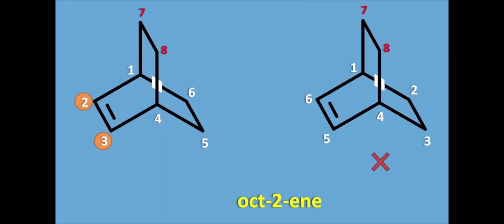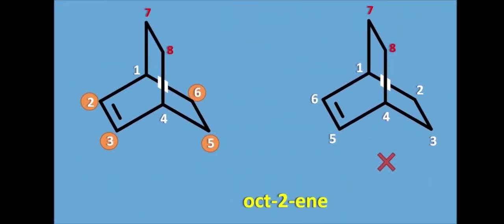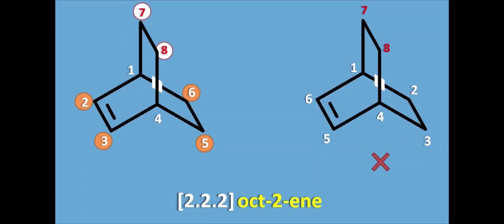Then we can count the number of carbon atoms present on each side of the bridge. So here the total number of carbon atoms present on the left side of the bridge is 2, carbon 2 and carbon 3. And the total number of carbon atoms present on the right side of the bridge, that is carbon 6 and carbon 5, so there are also 2 carbon atoms present. And 7 and 8, these are the carbon atoms present on the bridge.